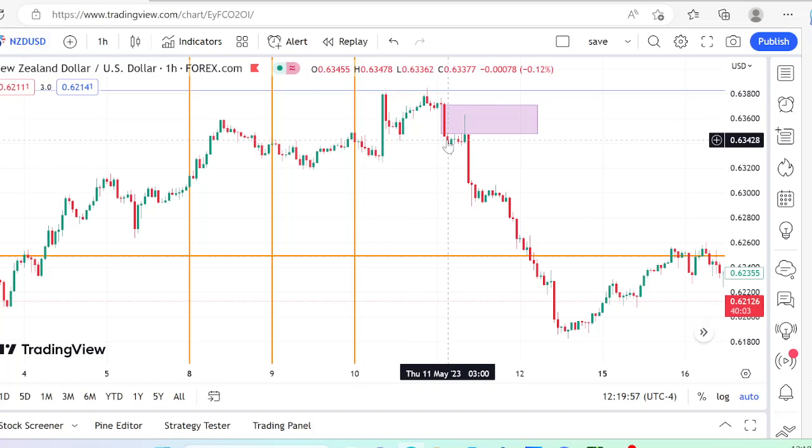So that's next. After the purge, you want to see a displacement lower. That is your confirmation. You want to see it create a fair value gap, okay?